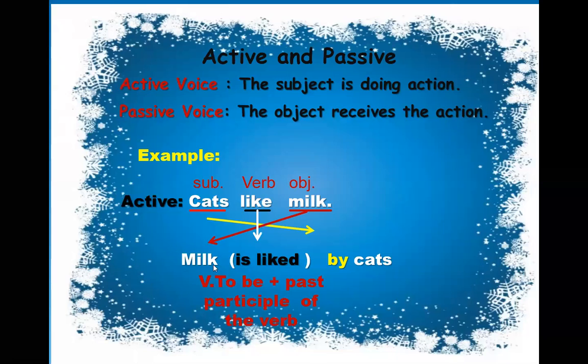Okay, here, milk is liked by cats. Here we change the sentence from active to passive. How? We started with the object, which is milk, and we put is, the verb to be in the suitable tense for the same sentence, and then we put the past participle. Okay?